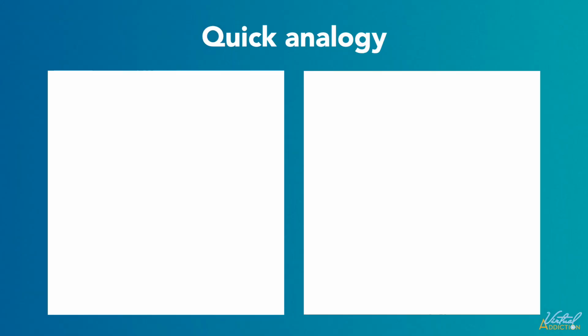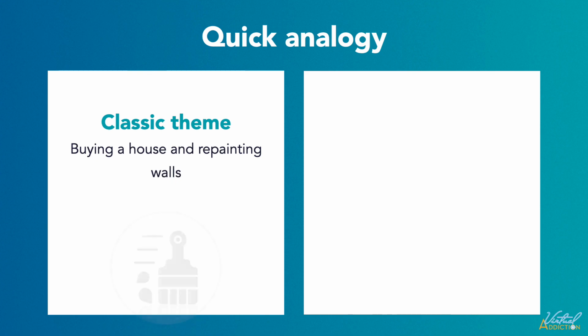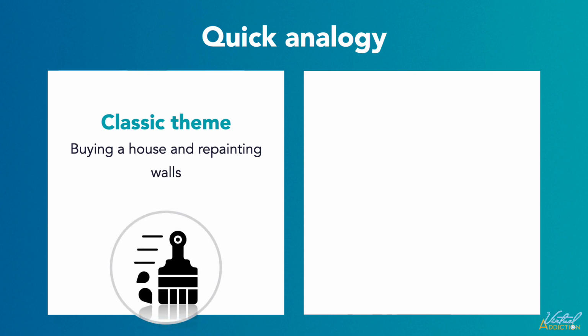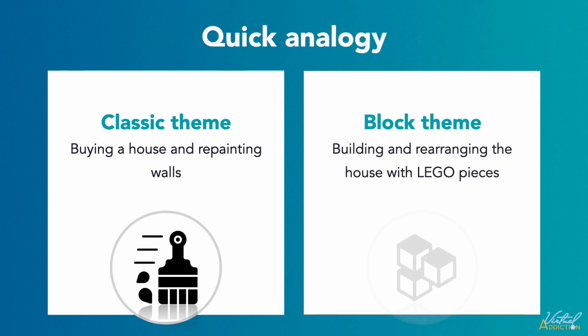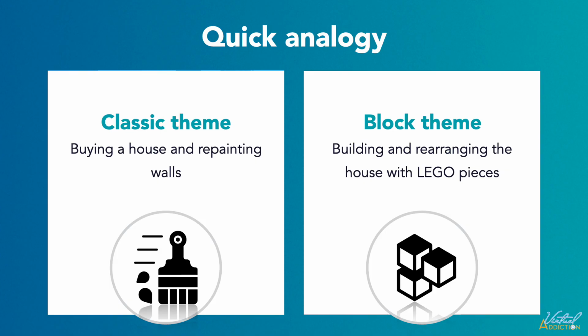Here's an easy way to think about it. A classic theme is like buying a house and repainting the walls. You can make changes, but the structure is mostly fixed. A block theme is like building a house with Lego pieces. You can rearrange, redesign, and fully customize everything.